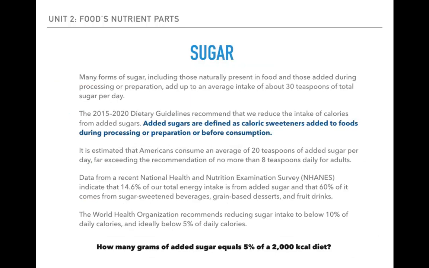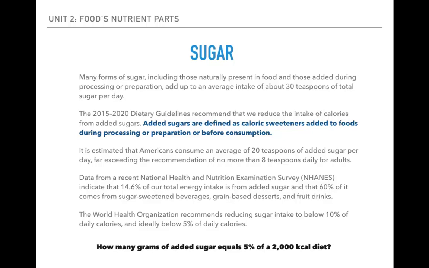And now we make our way to sugar, and the average American consumes way too much sugar, 20 teaspoons of added sugar per day. Now I say added sugars because this is really what we care about the most. Added sugars are defined as caloric sweeteners added to foods during processing or preparation before consumption. This is not the sugar naturally occurring or found in your fruits and vegetables. This is the sugar in your fruit juice, but this is not the sugar inside the fruit itself. So added sugars are what we care about the most, or free sugars as you might hear it called.